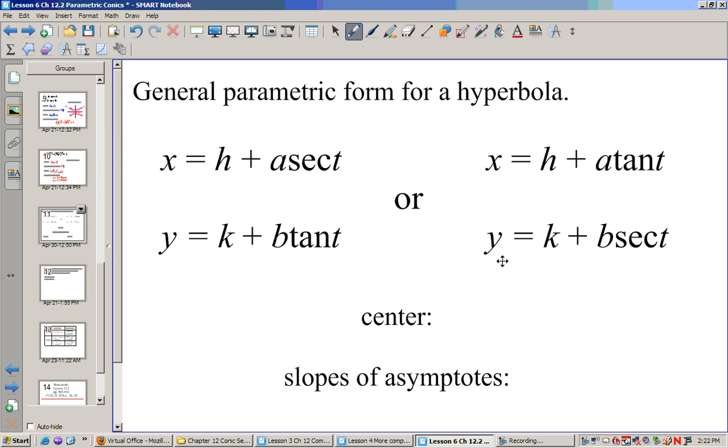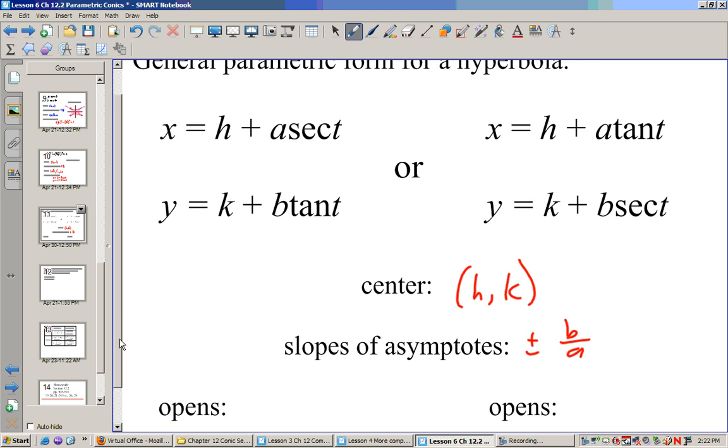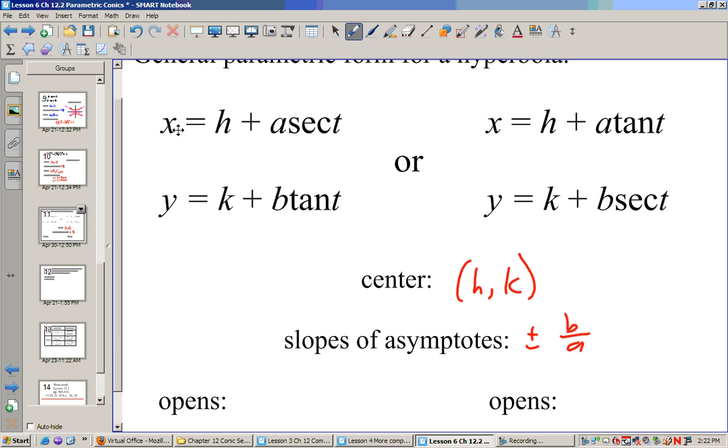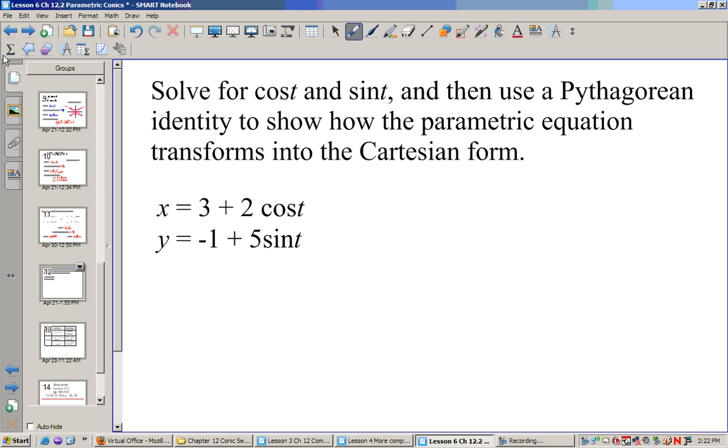Alright, so here is our situation, and we can either have it like this, or we can have it like this, where our center is always at (h, k). The slopes of my asymptotes is plus or minus my b over my a. And over here, since secant is here, this opens right, left. And over here, the secant is on the y, so it opens up, down.